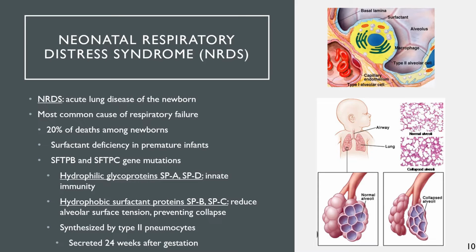There can also be a gene mutation in the SFTPB or SFTPC genes, which results in a congenital deficiency of surfactant. There are different components of surfactant that play different roles. We have hydrophilic glycoproteins SPA and SPD that play a role in innate immunity, while hydrophobic surfactant proteins SPB and SPC are responsible for reducing alveolar surface tension.